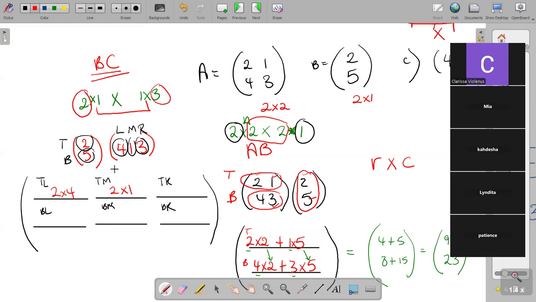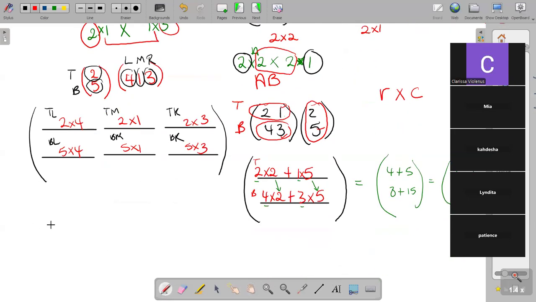What's the combination for top right? Excellent. 2, 3. Bottom left. What's the combination for bottom left? 5, 4. Bottom middle. 5, 1. Excellent. Bottom right. 5, 3. So what should be your final answer then, ladies and gentlemen?